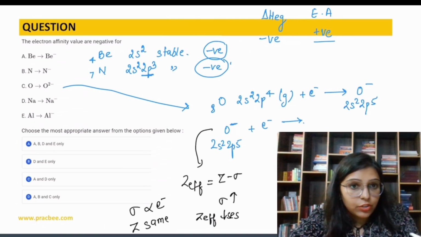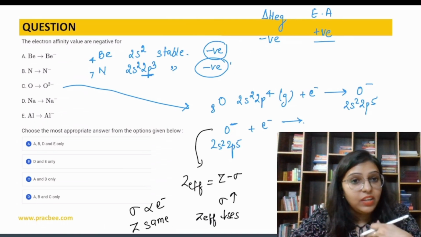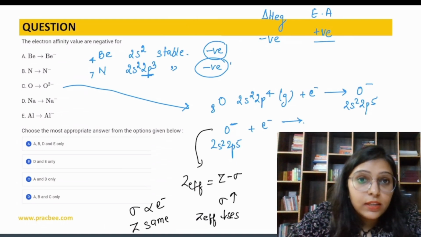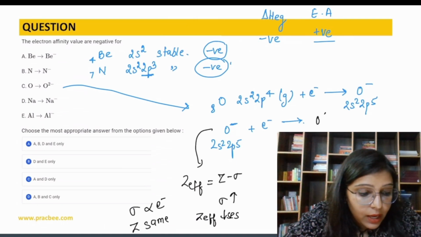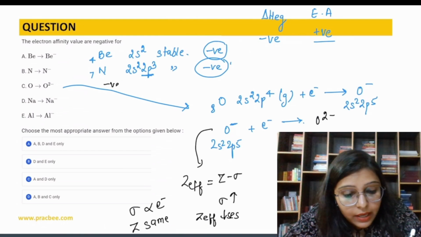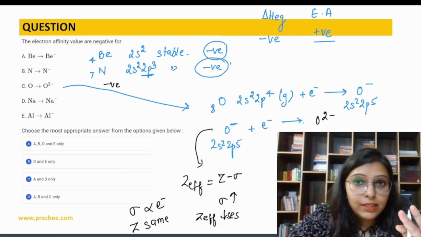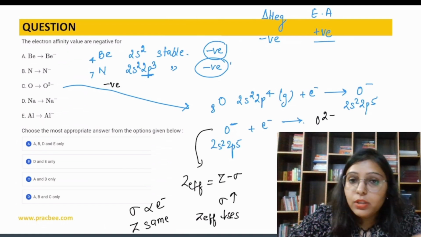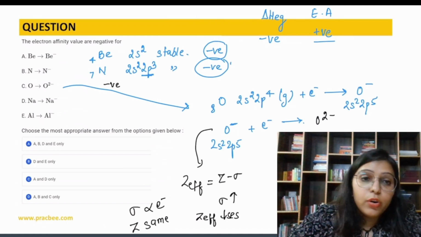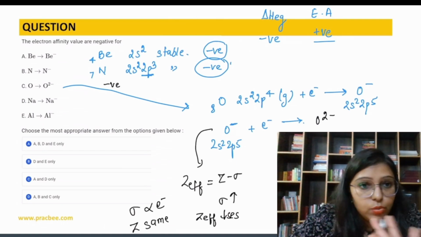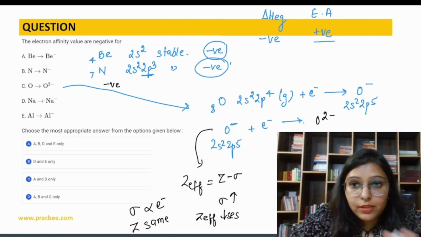So for this reaction, for the addition of the second electron, we have to provide energy. So here electron affinity is going to be negative. O to O2 minus. For the first step the electron can be added easily, but for the second step, in order to add a second electron, the energy needed is huge. Matlab, it's a difficult process, right?